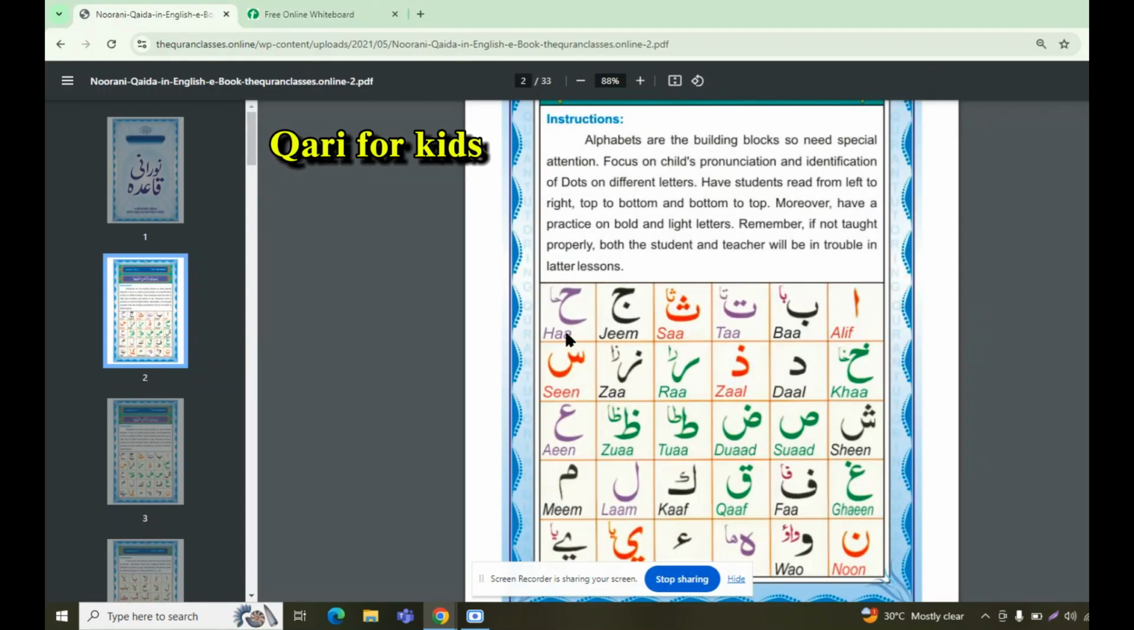Similarly, Ha. Ha. Kho. Kho. These three letters are Jeem, Ha, Kho. The difference is Jeem has one dot in its middle, Ha has no dot, and Kho has one dot above.